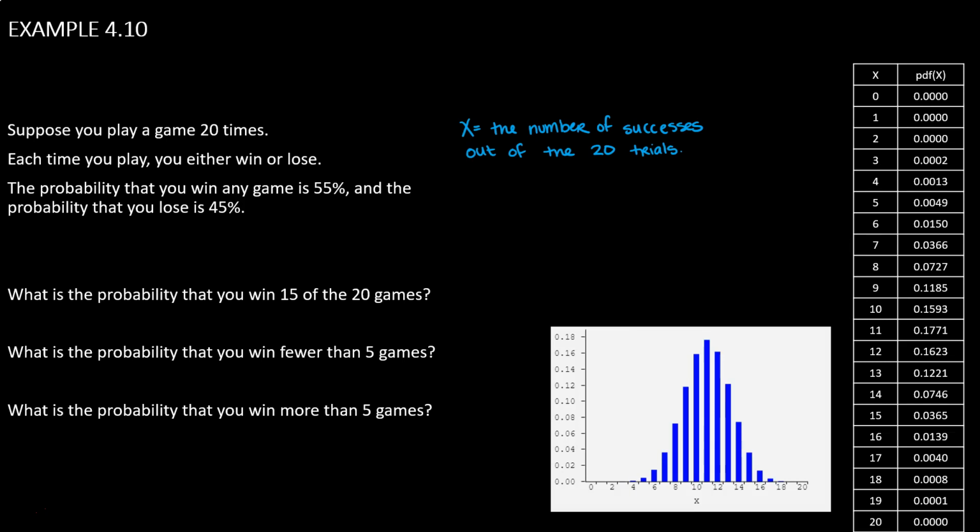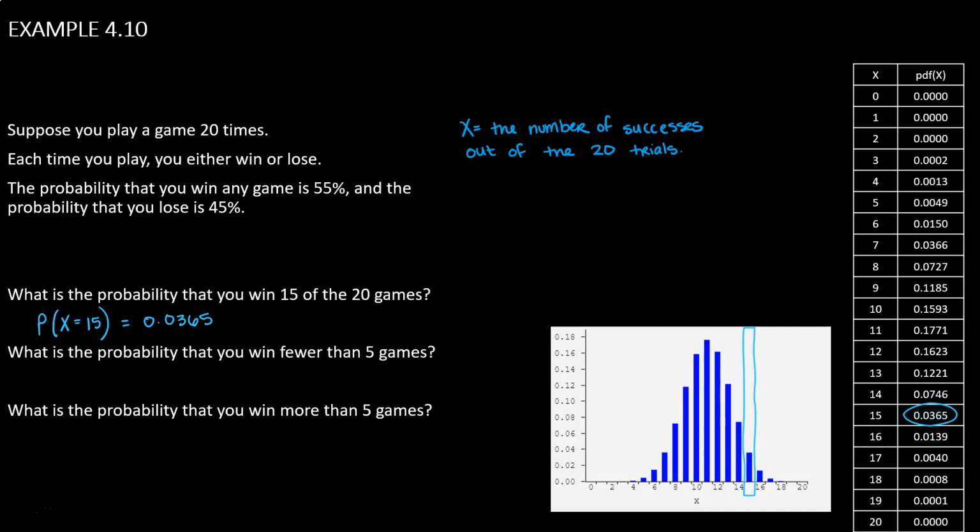Well, in our mathematical notation, that would look like P(x = 15). And we can read that either by reading the height of the bar in the bar graph or reading the appropriate value from our table. We can see that there is about a 4% chance that we win 15 of these 20 games.